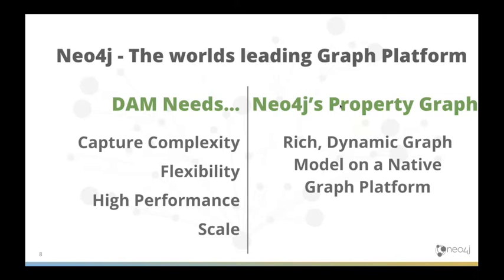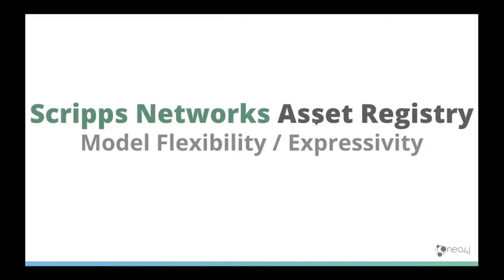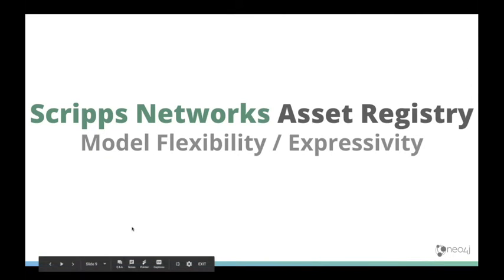So, right, first story, that's Scripps Networks, and in particular the project that they call the Asset Registry. I highlight two areas that are particularly relevant: the model flexibility and the expressivity, because these are the aspects that I want to highlight from this story.